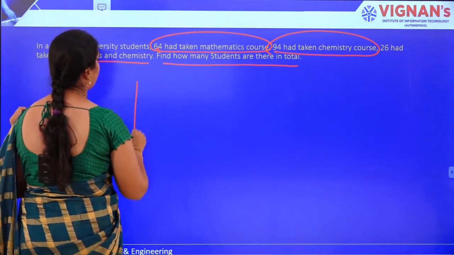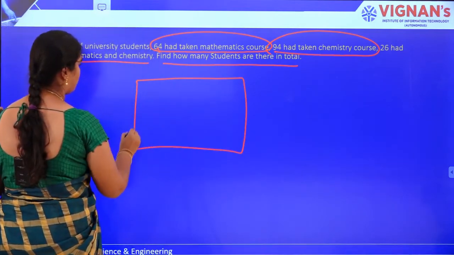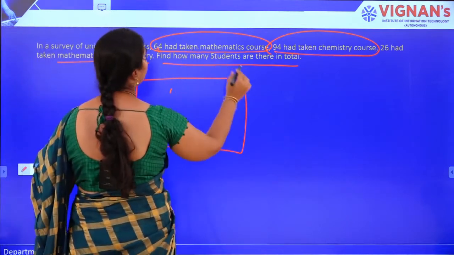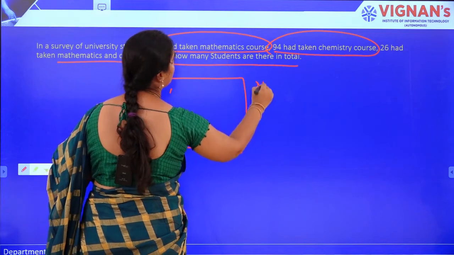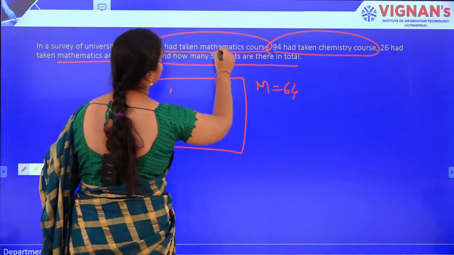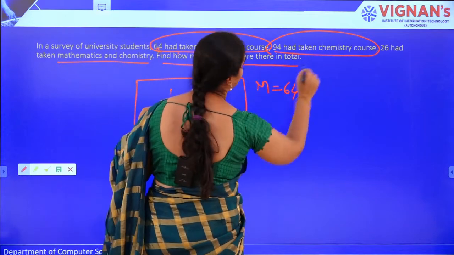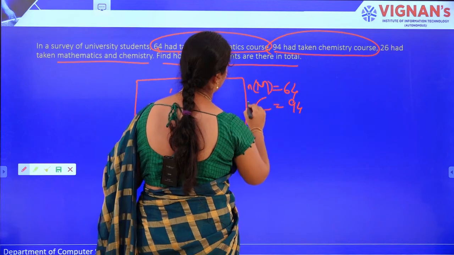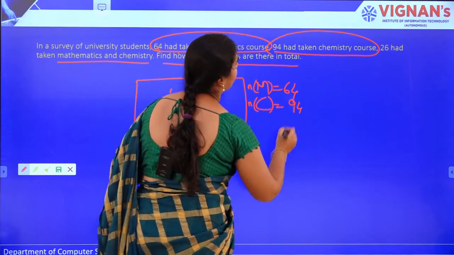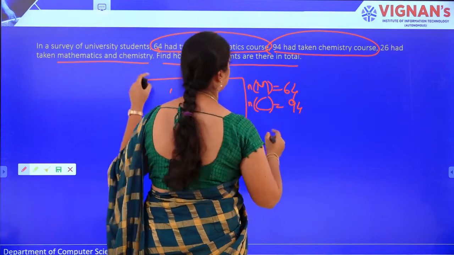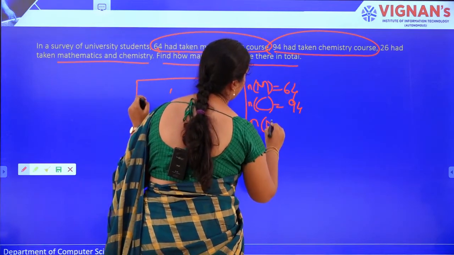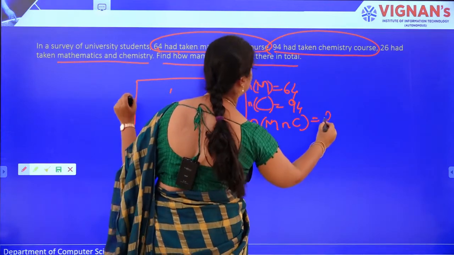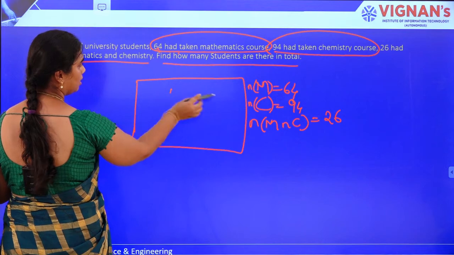Let us represent this problem in the form of the Venn diagram. See, this is the entire universal set. We have got to know n of M is equal to 64, that is mathematics course, and chemistry course is equal to 94, that is the number of elements. And 26 had taken mathematics and chemistry, that means n of M intersection C is equal to 26, okay.